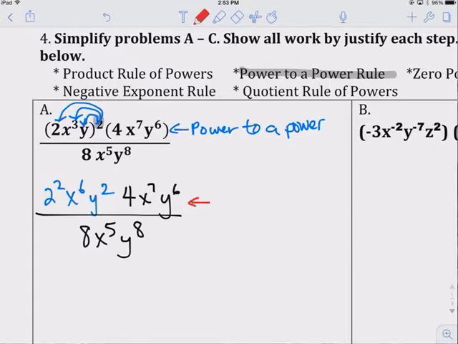Product rule of powers. The numerator has too much we can do. I mean, the power to power. Oh, that's when there's a power. Product rule. No, the product rule of power. What does that mean? That's when you add the exponents, when the bases are the same.